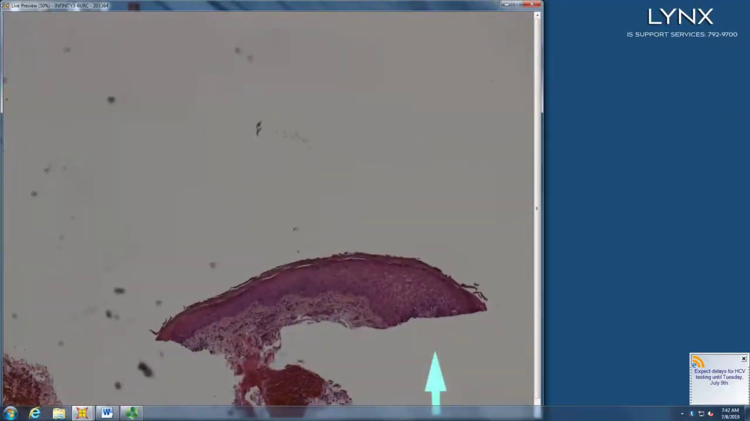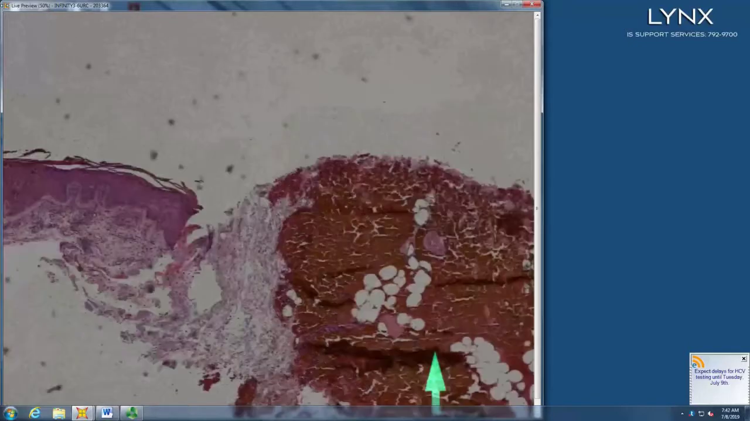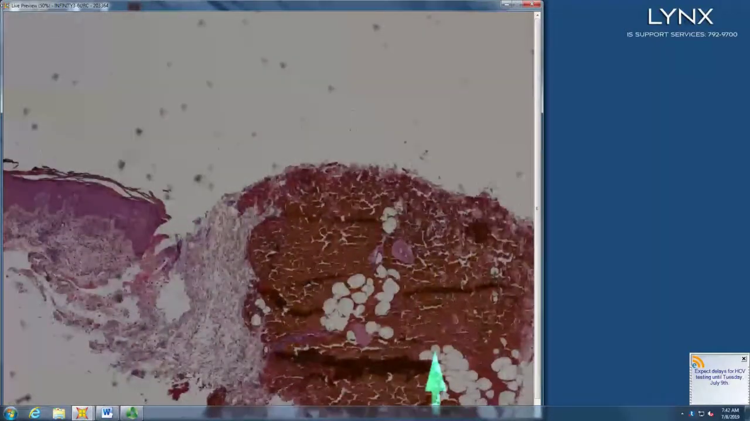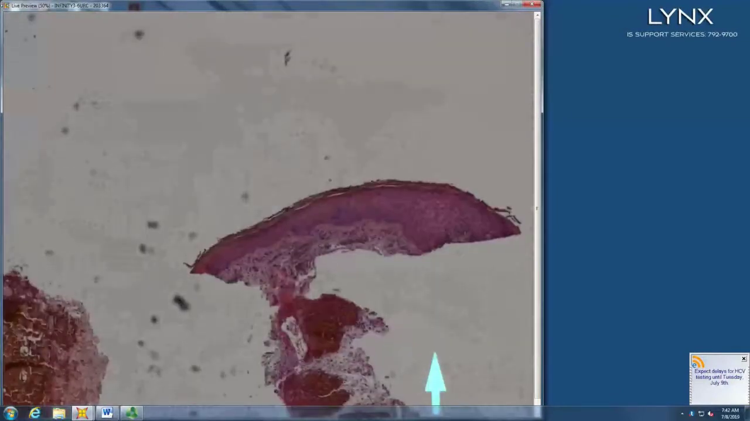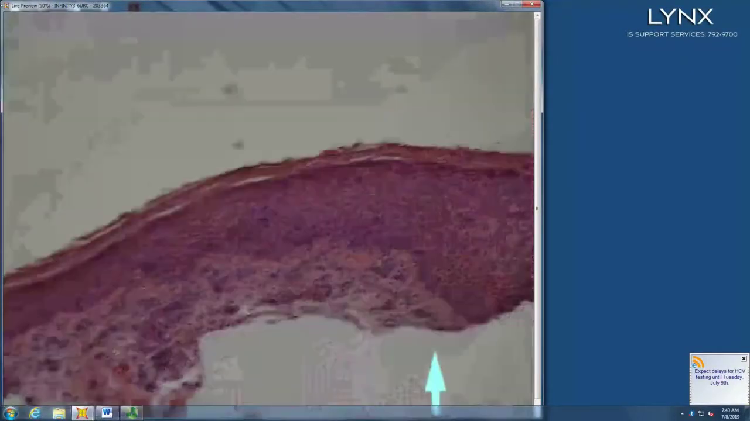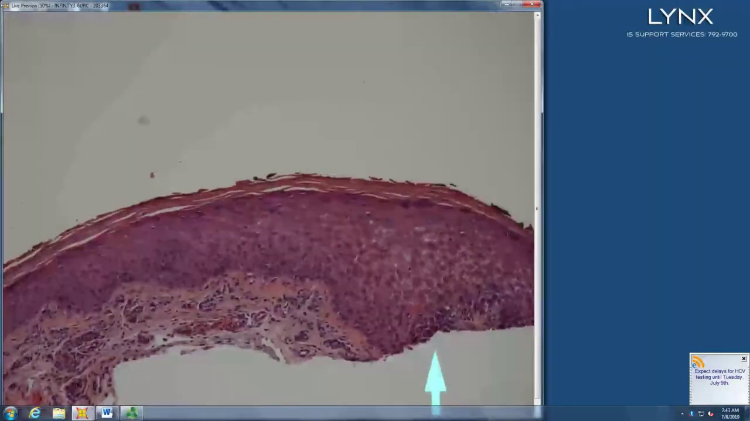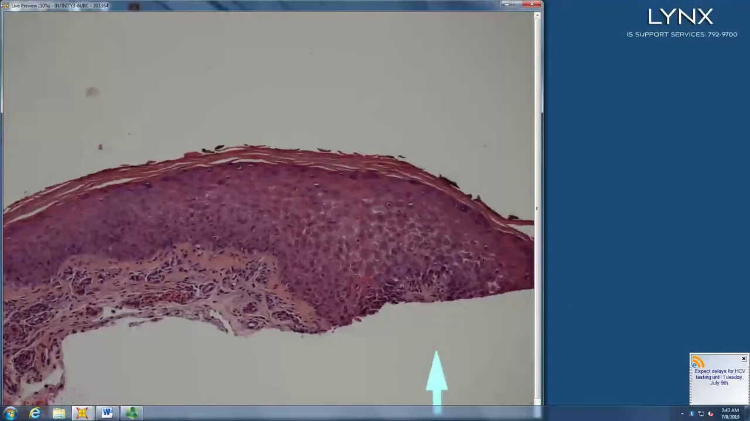So it's pretty bloody, which may be the lesion itself, or maybe your injection. The patient bruised a little bit. There's some spongiosis in the epidermis. Is this an acute or chronic process? Chronic. Do you have a compact corneum with or without parakeratosis?